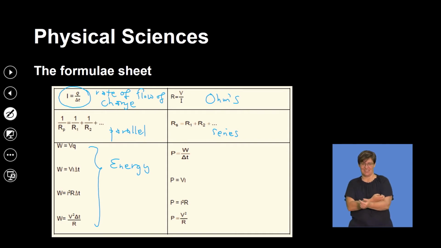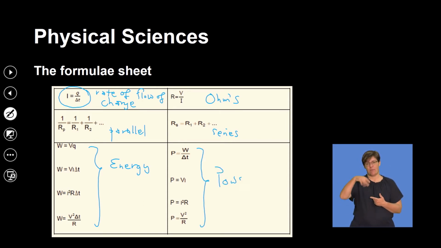When work is done, energy is converted from one form to the other. And then these are the variations in terms of the power formulae. So you'd identify the correct formula based on what you are given.